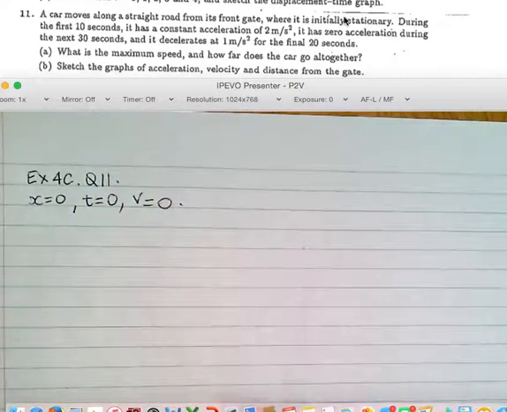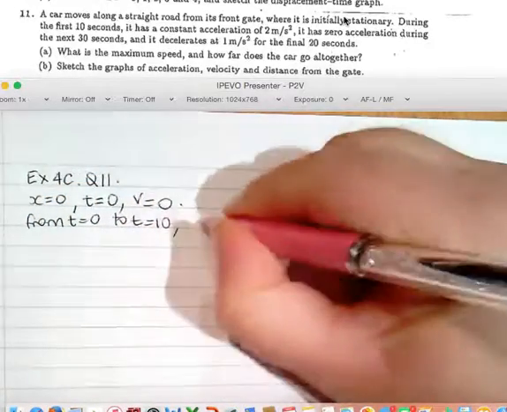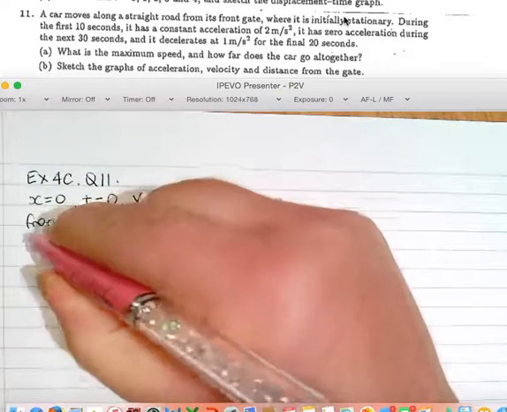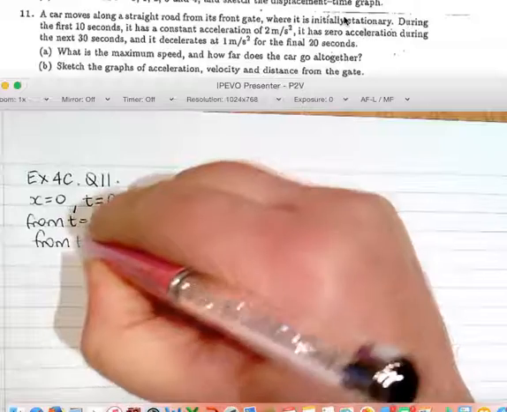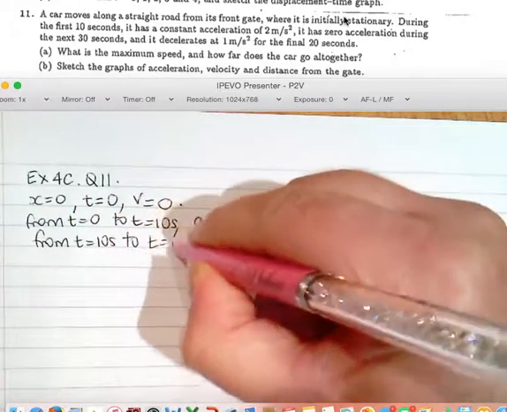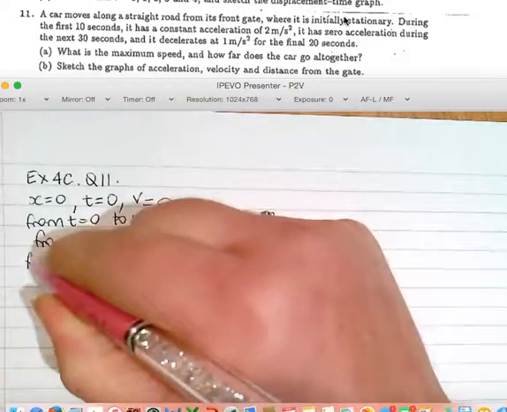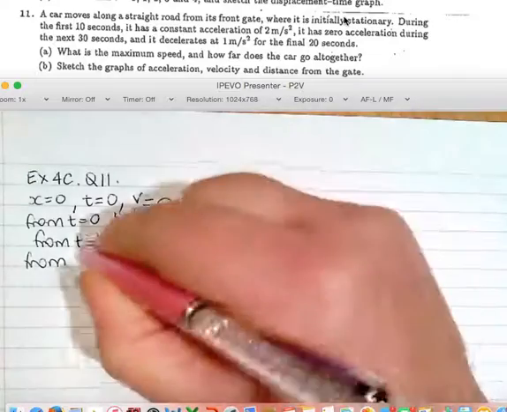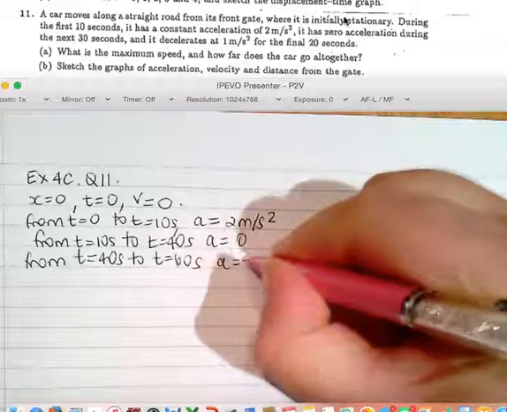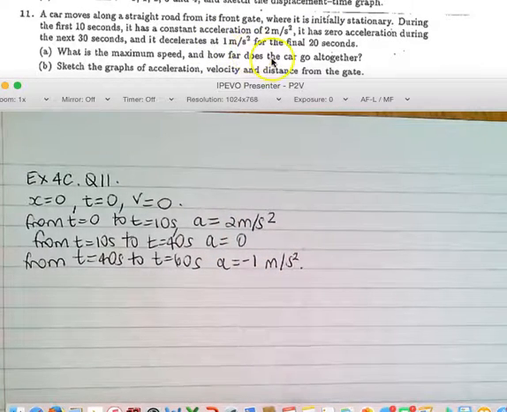It says that during the first 10 seconds, so from t equals 0 to t equals 10, we've got a constant acceleration of 2 meters per second squared. And then for the next 30 seconds, so from t equals 10 seconds to t equals 40 seconds, the acceleration is 0. And then for the next 20 seconds, so from t equals 40 to t equals 60 seconds, the acceleration is -1 meters per second squared, because it decelerates at 1 meter per second squared.